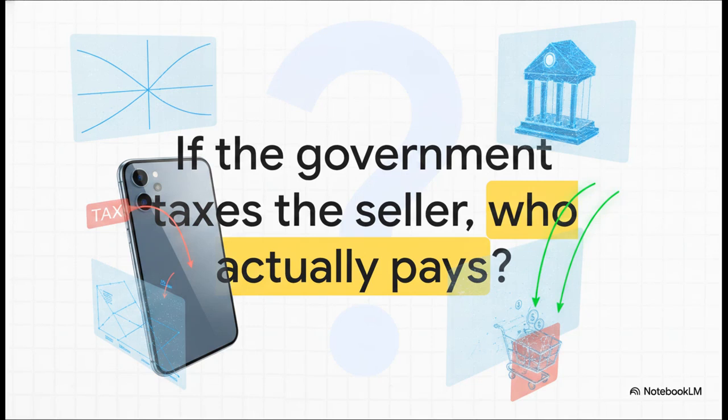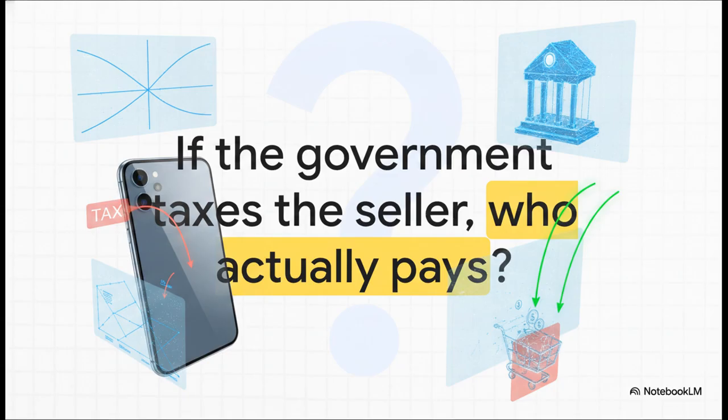Okay, picture this. The government passes a shiny new law taxing the massive corporation that manufactures your absolute favorite smartphone. So, who actually pays that bill? Does the billion-dollar tech company just eat the cost out of their profit margins? Or does it quietly slip into your shopping cart?